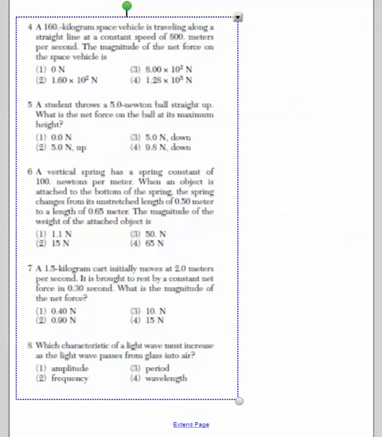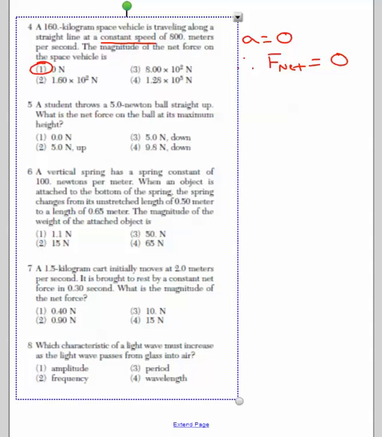The next one, we have a 160 kilogram space vehicle traveling along a straight line at a constant speed of 800 meters per second. It asks for the magnitude of the net force. Since it's going at a constant speed, this means the acceleration is 0, which a consequence of that we can conclude is that the net force is equal to 0. So look for the keyword constant speed, net force of 0.